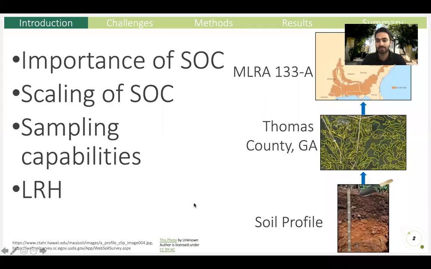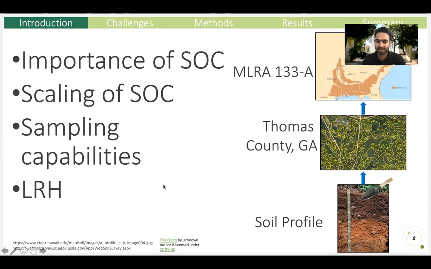So soil organic carbon is one of the most important soil properties, and it's not just important for soil health, it's also a big part of the global carbon budget. Carbon sequestration is one of the most feasible ways to reduce the concentration of atmospheric carbon dioxide. That's why observing and monitoring soil organic carbon stock is important. But the scaling of soil organic carbon comes with its own constraints.